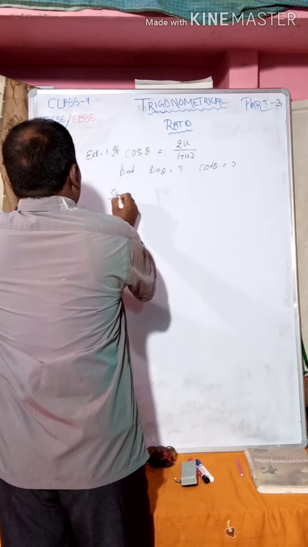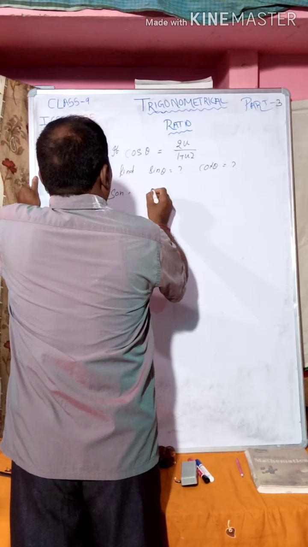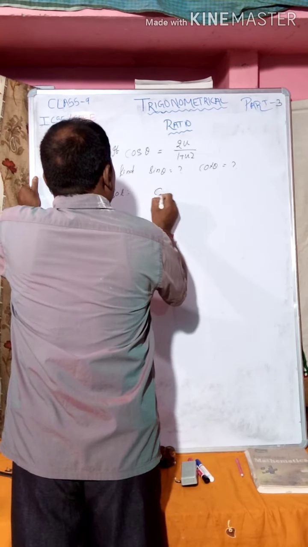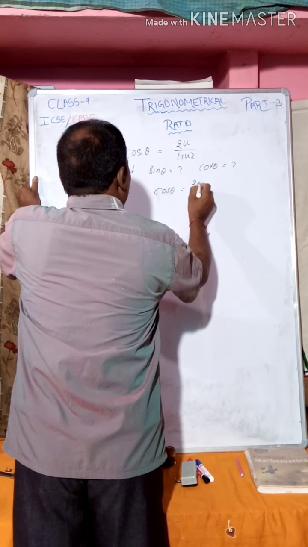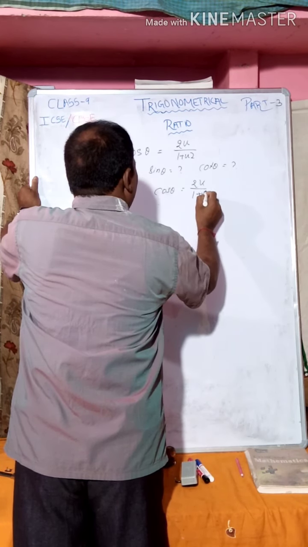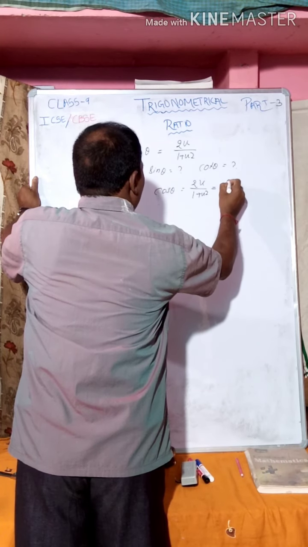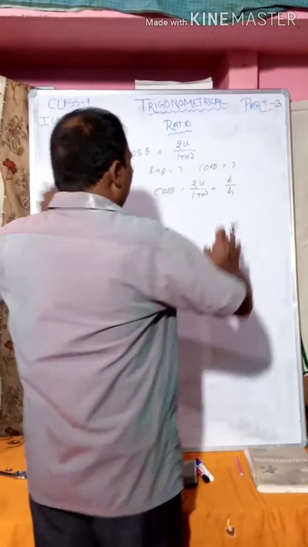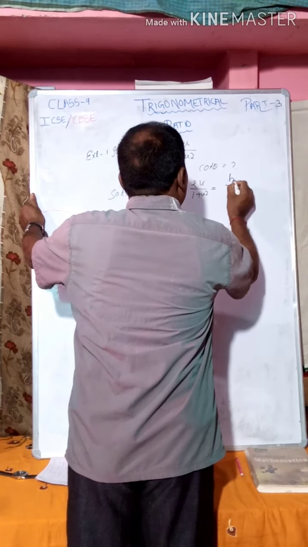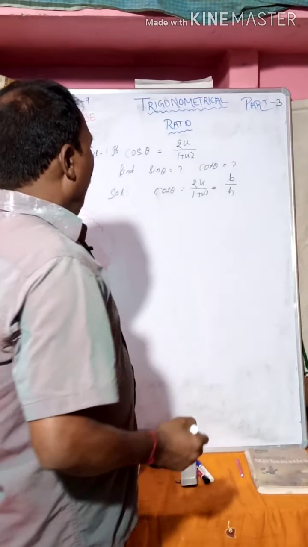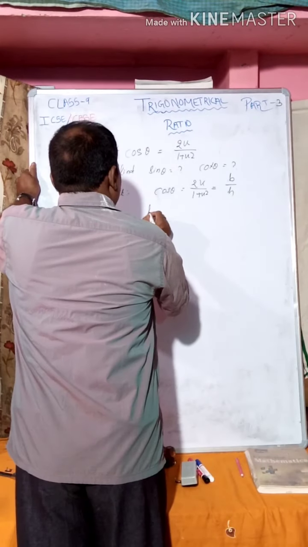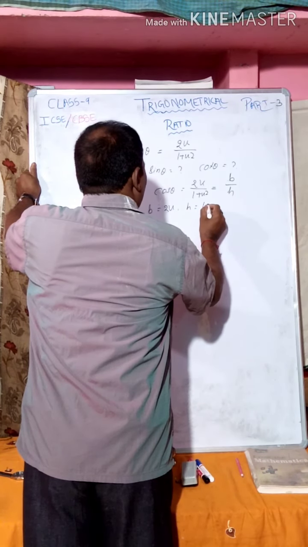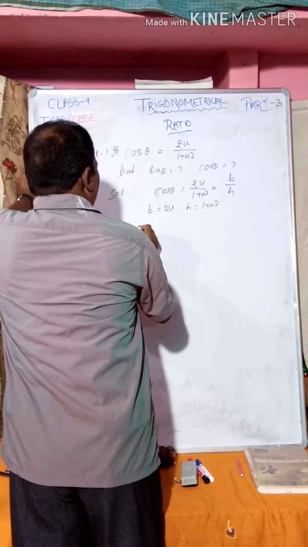Solution: cos theta is equal to 2x upon 1 plus x square. We know cos theta is equal to b by h. So if b is equal to 2x, h is equal to 1 plus x square. So what is the p?